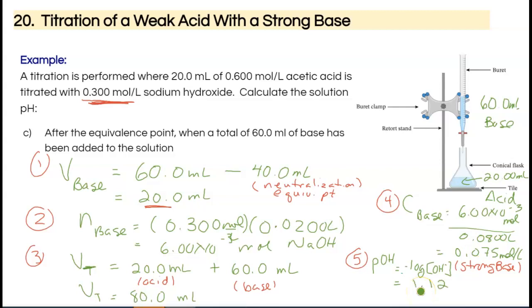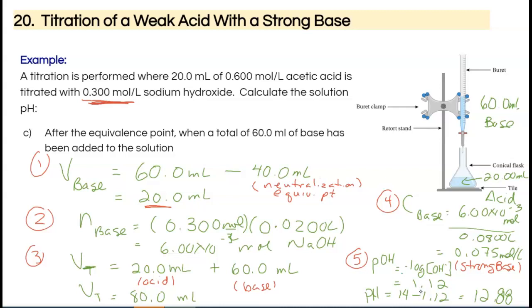Hopefully you recognize that that does not make sense as a pH, so we need to do more work. We know that the pH plus the pOH is equal to 14, so 14 minus 1.12 is going to give me my pH at this point. This one is in line and makes sense, so around 12.9-ish, 12.87, or 88, I guess I would say. And so that is past the equivalence point.